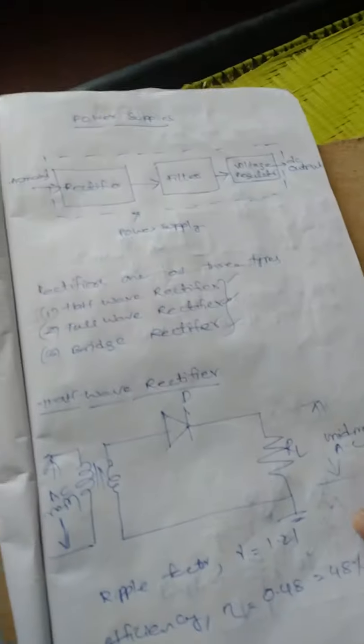So rectifiers are of three types. First one is half wave rectifier, second one is full wave rectifier, third one is bridge rectifier. Now we will discuss one by one, and we will conclude what the merits and demerits are. Each and every rectifier will have its merits and demerits. We will discuss that also. First we will discuss the half wave rectifier. Let me show you the diagram here.